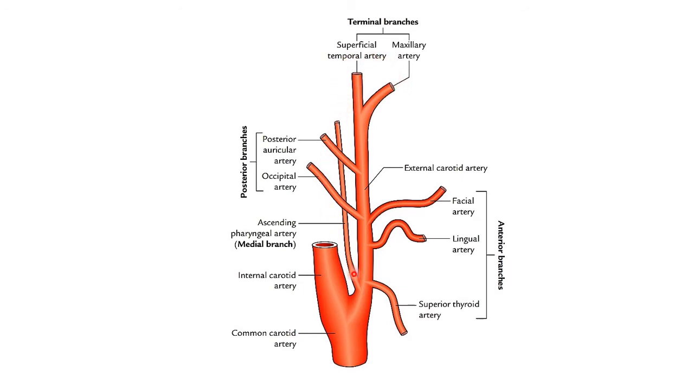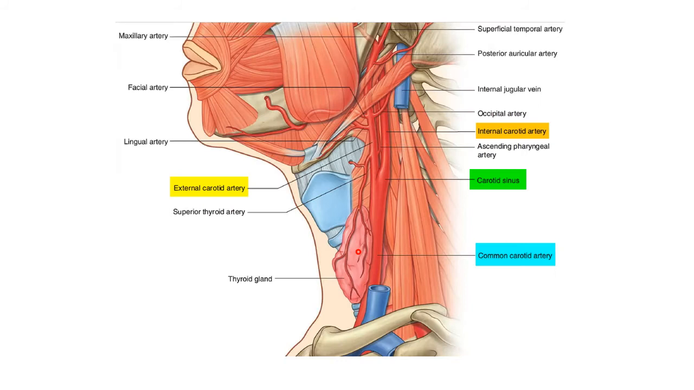So the external carotid artery has 8 branches, and the word external also contains 8 alphabets. So the number of branches can be remembered. Now we will discuss the branches of the external carotid artery one by one.